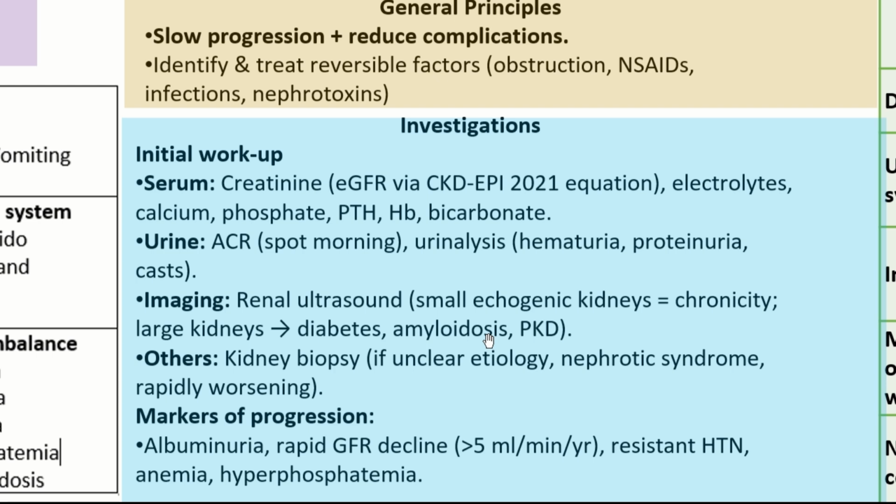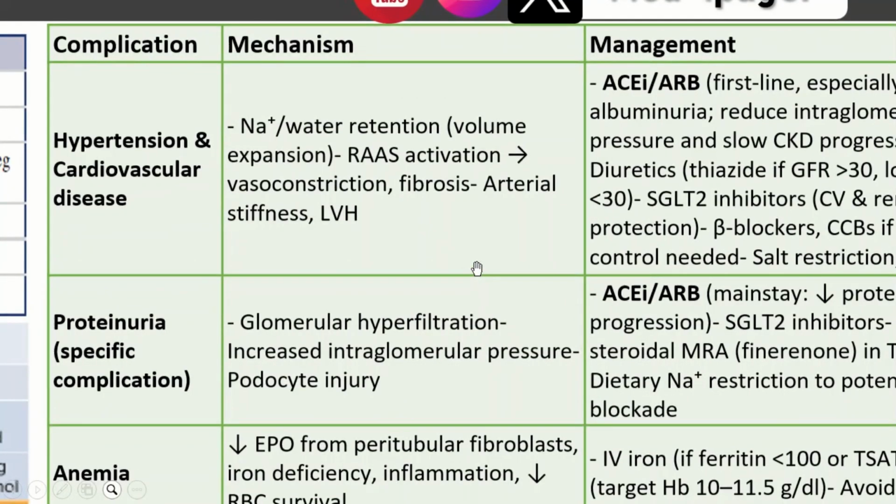For example, albuminuria. So we know as the albumin in urine worsens or increases, we tend to have more progression of the disease. And if we have a rapid decline in the GFR, it would also not be a good thing. Then resistant hypertension is another marker of progression of the disease, because it means we are having more blood water retention and RAS activity, and anemia and hyperphosphatemia, all those are markers of progression of the disease.